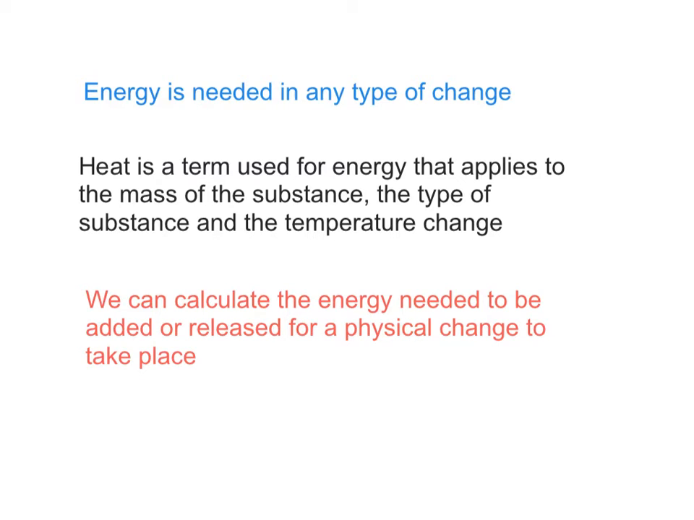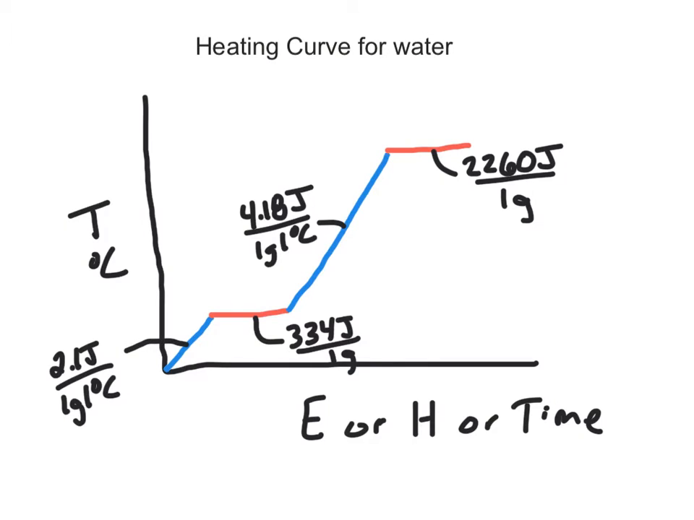So just a few things we've got to get straight first before we get into this, and that is what energy is. Any type of change needs energy. Then there's this thing called heat, which is just a form of energy, and a lot of times when we say heat, we just mean energy. It applies to the mass of the substance, the type of the substance, and the temperature change, and we can calculate the energy needed to be added or released for a physical change to take place, which is what we're going to do now. So this is a heating curve for water.